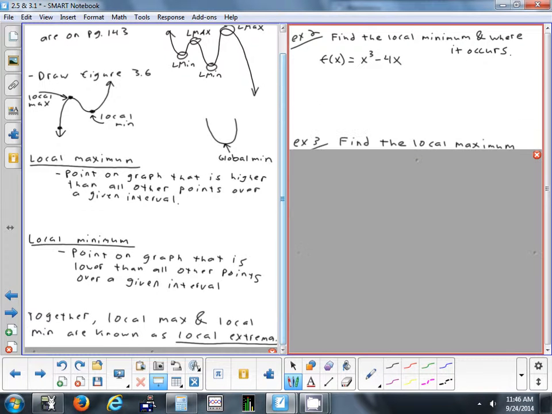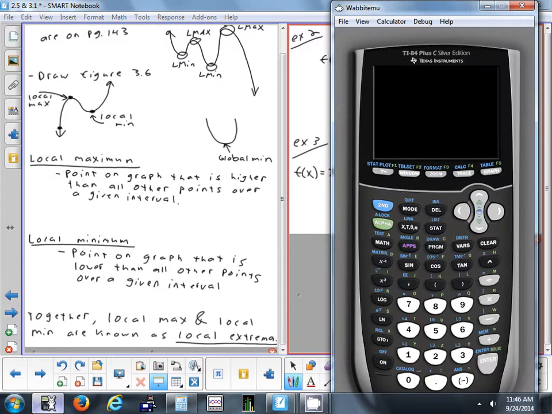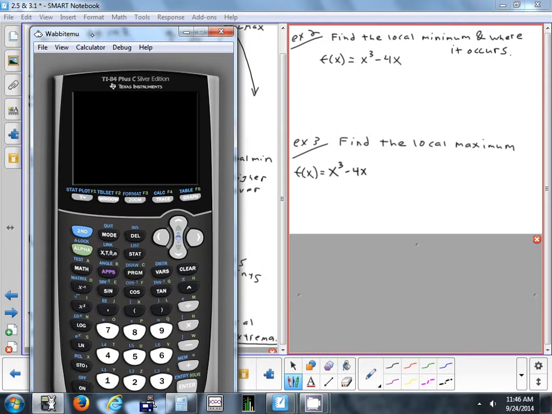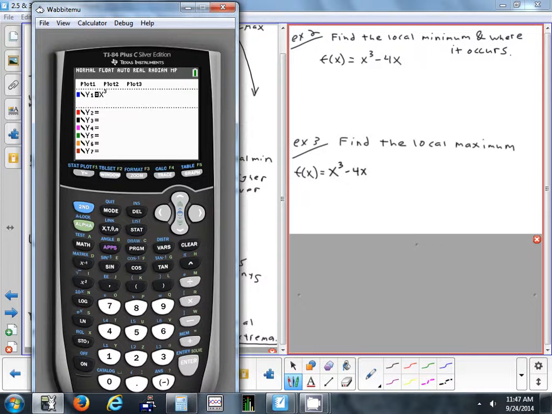Okay, so let's graph x cubed minus 4x. And we'll find a couple things. We'll find the local minimum. Then we'll find the local maximum. We have to be careful when they ask us to find the minimum versus where it occurs. That's 2 different questions. Let me graph it and show you.